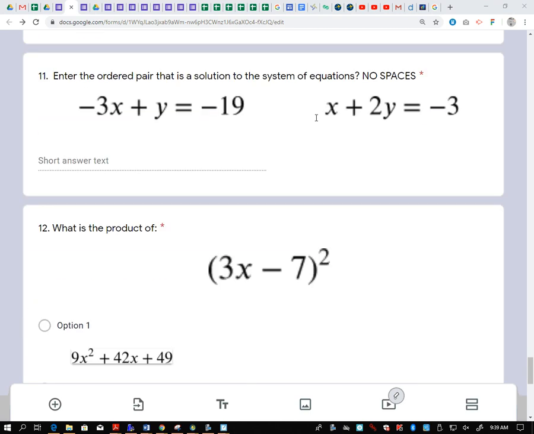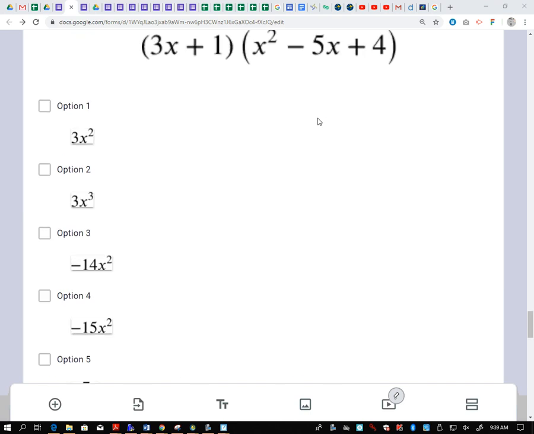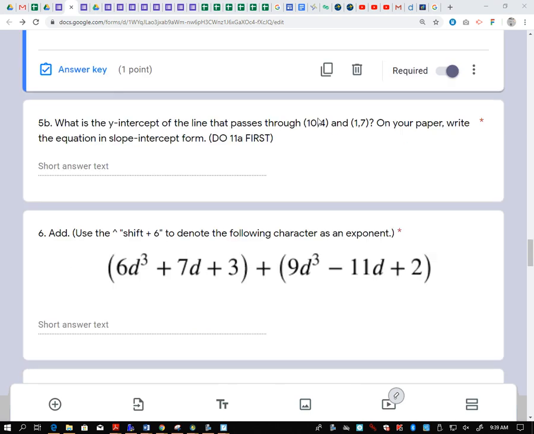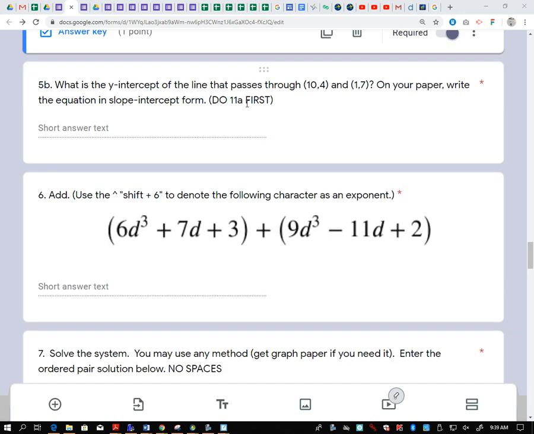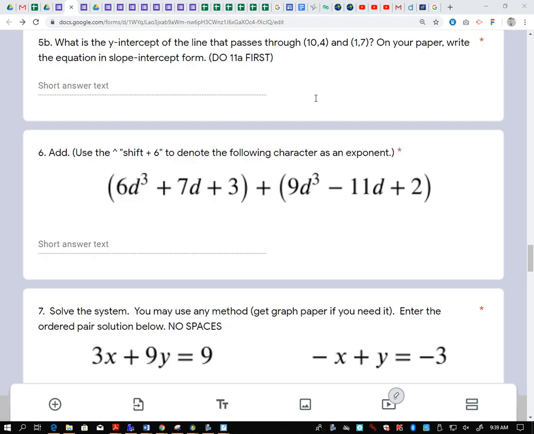You might... I think what it means is 5A. I think this means do 5A first. Okay, because we already know the slope is negative 1/3, right?